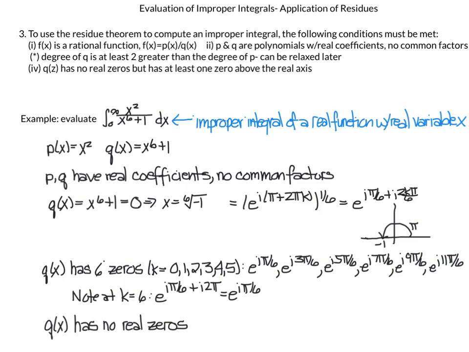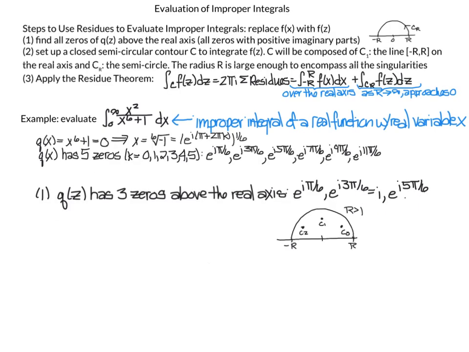So we have 3 zeros above the real axis over here and 3 below the real axis. And now I'm going to note that here, q of z has 3 zeros above the real axis. I wrote what they were, and I kind of drew them approximately where they would be in our circle. And then up here, I put our steps to use residues to evaluate improper integrals.